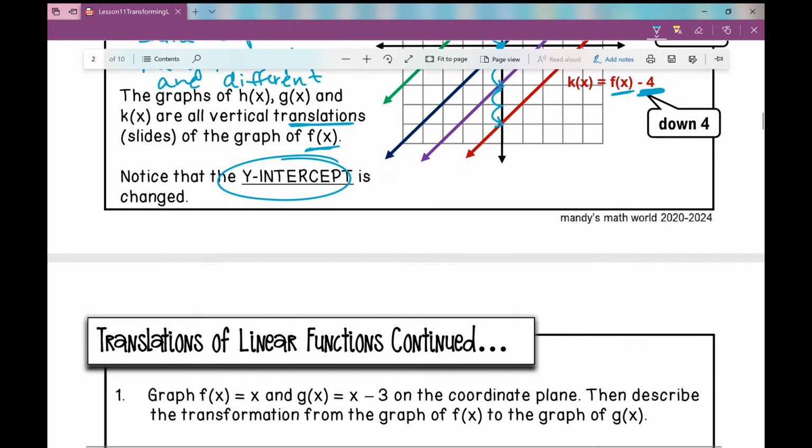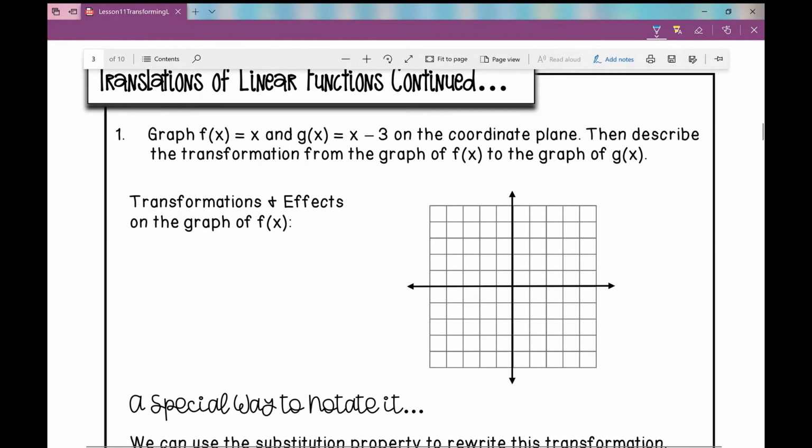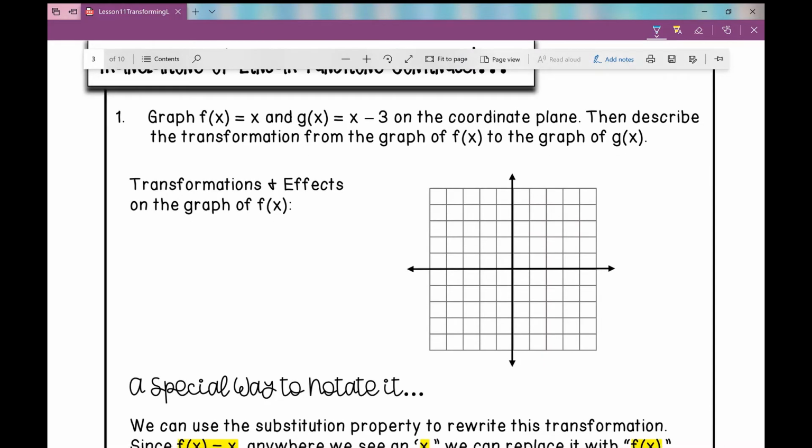So let's move on. Translations of linear functions continued. This example says to graph f of x equals x and g of x equals x minus 3 on the coordinate plane. Then describe the transformation from the graph of f of x to the graph of g of x. Okay, if I graph f of x, that's my parent function. f of x equals x.